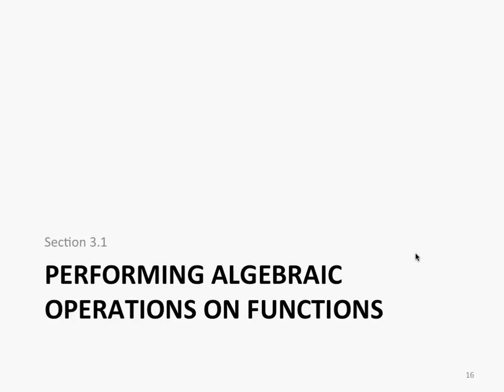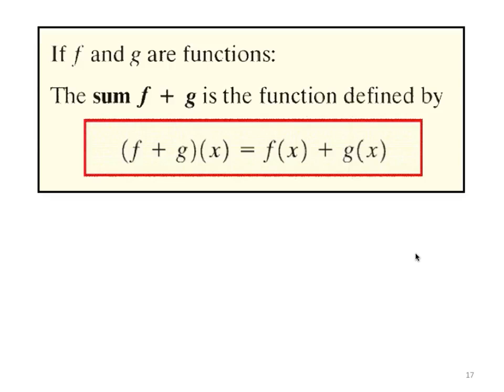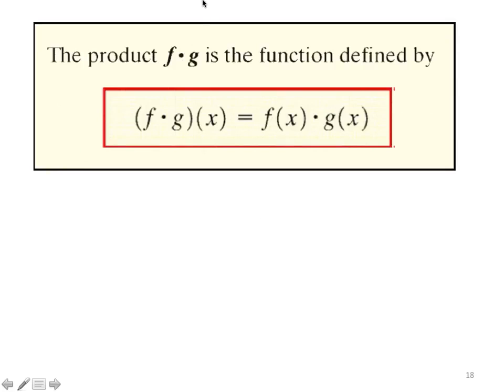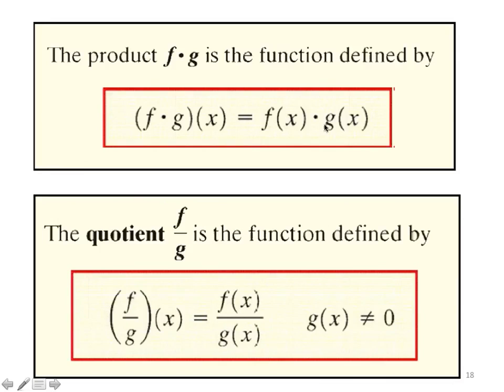Okay, next we're going to be performing algebraic operations on functions. So f and g are going to be functions. The sum f plus g is defined by the following. F plus g of x is just f of x plus g of x. The difference, f minus g, is just going to be f of x minus g of x. And then the product is going to be f of x times g of x. The quotient, f divided by g of x, is just f of x divided by g of x. And it's important to note here that g of x cannot be equal to 0.